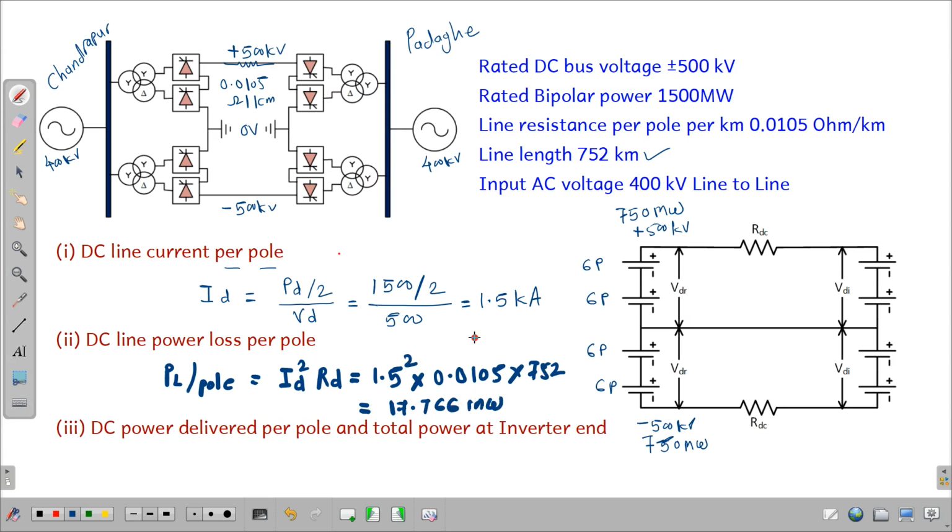Why is it coming in megawatt? Because the current is in kilo ampere, so kilo square will be equal to mega. Hence the power will come in megawatt. Now we have to calculate the power delivered per pole and total power at inverter end.